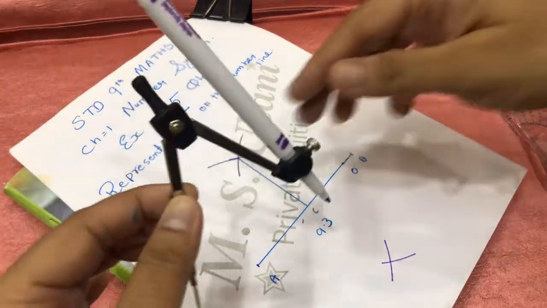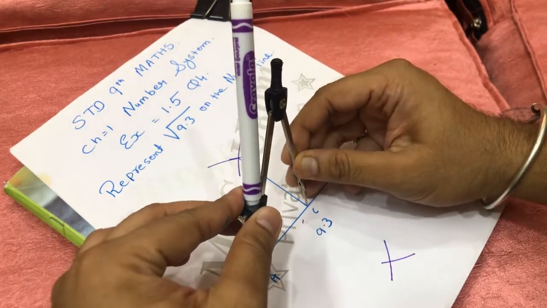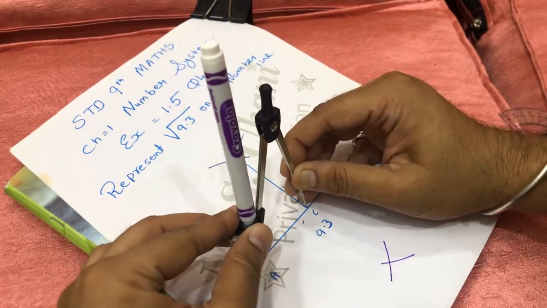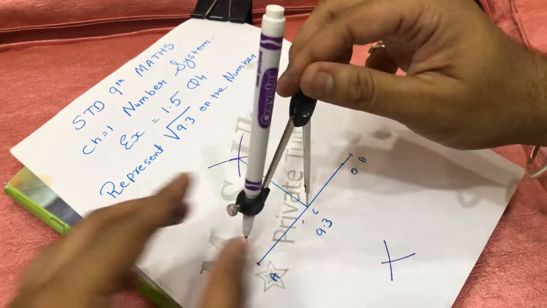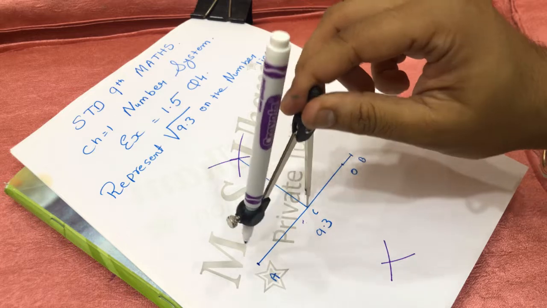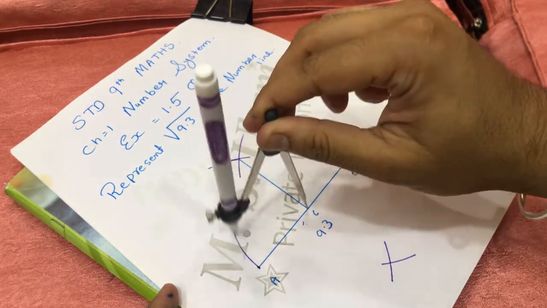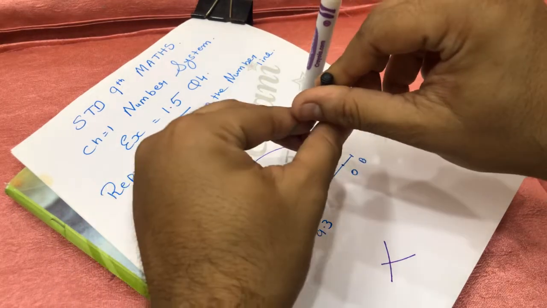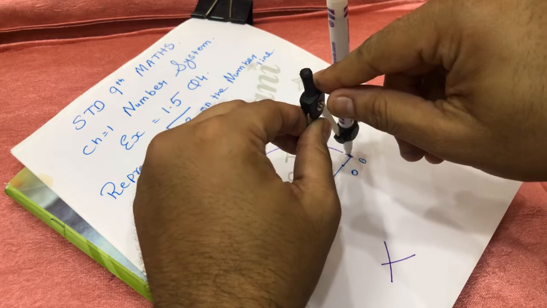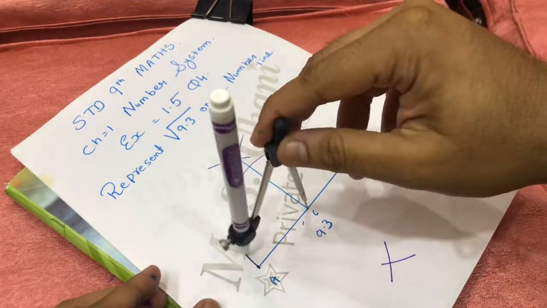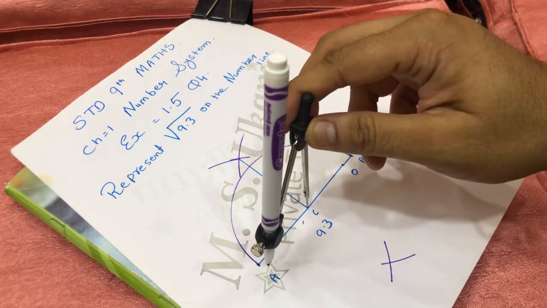Now from A to C, we have to open the compass. See, here I am opening from A to C. After opening from A to C, we have to make a semicircle. So here I am making the semicircle. In this way I have made a semicircle from point C.